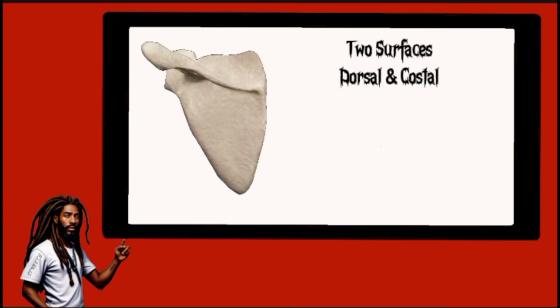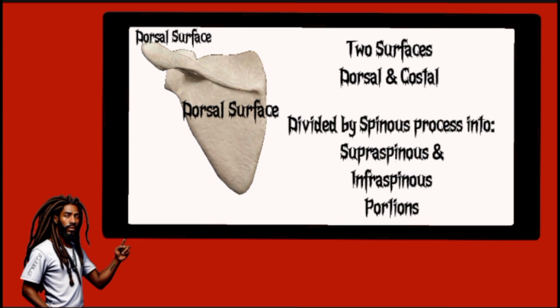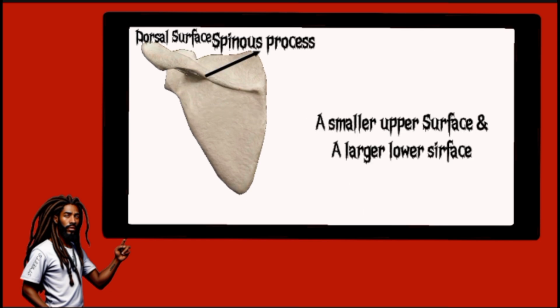Now, make we take a look at the body of the scapula. The body of the scapula is triangular and e get two surfaces. We get the back surface and the front surface. Back surface is the dorsal surface, which is the surface wey you dey see right now. This surface is divided into up and down portion by this thing wey demarcate am into two. A smaller upper surface and a larger lower surface.